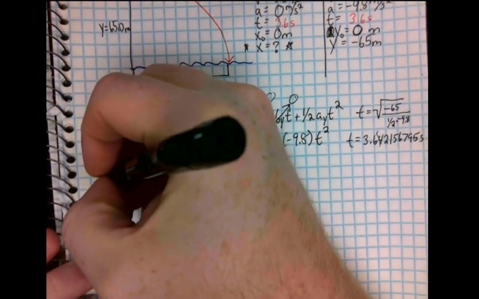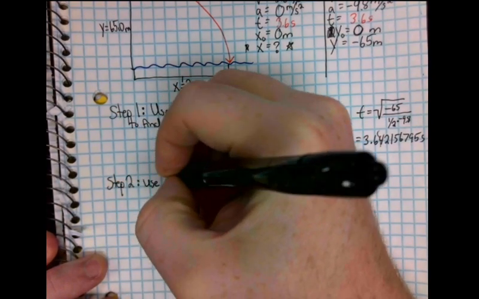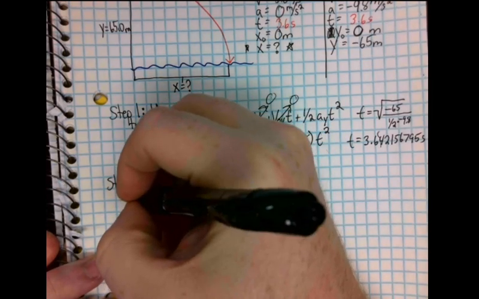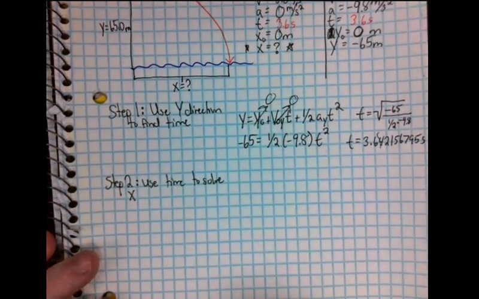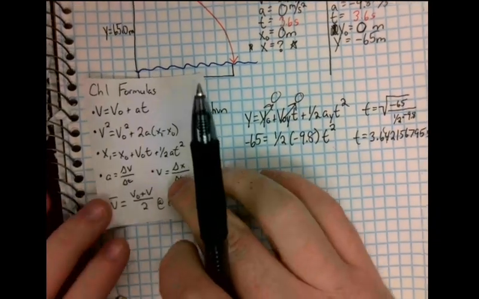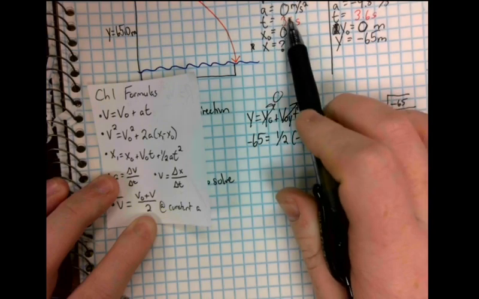So step 2 is use time to solve for x. So now looking at all the information that we have here, if we're trying to find an x, in my opinion, we don't need to use our acceleration.